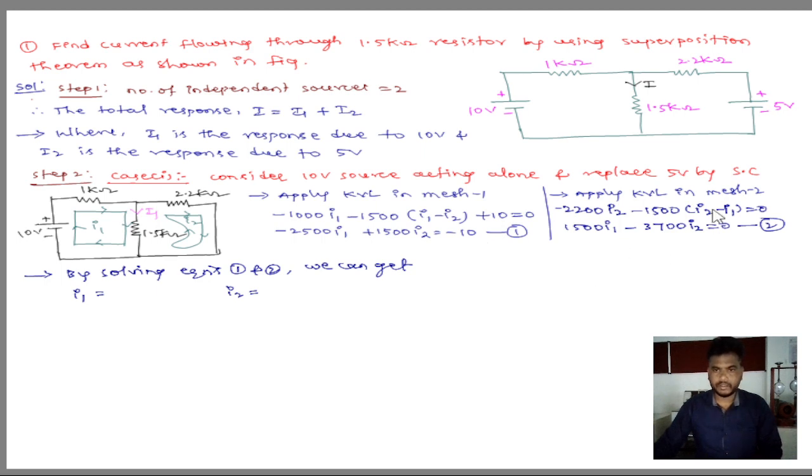Next, equation 2 is 1500 I1 and I2 is minus 3700, and is equal to 0. Then again enter. We are getting the I1 value. I1 is equal to 5.2857 into 10 power minus 3.